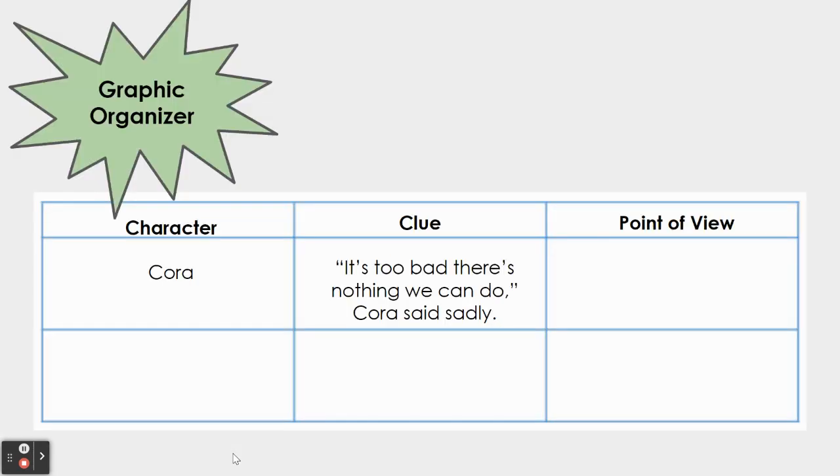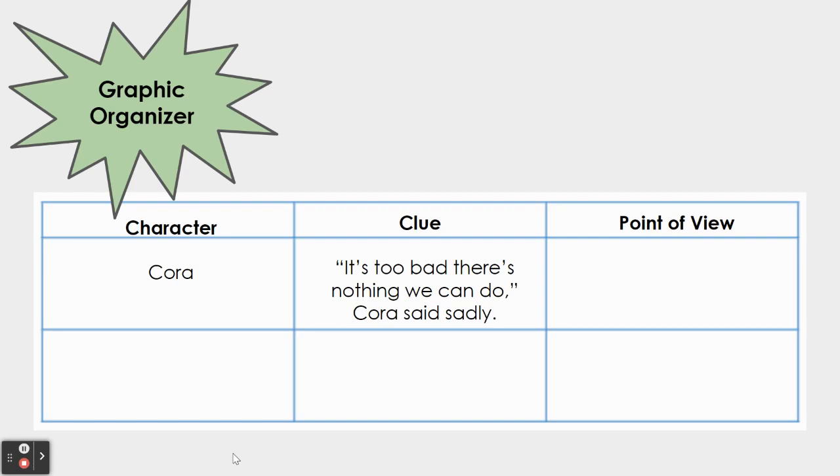So I'm going to show an example of how I will fill out my graphic organizer. The character is Cora. The clue is, it's too bad there's nothing we can do, Cora said sadly. That is a clue because it tells us that Cora is sad about her neighbor's missing cat. It's also letting us know that Cora is saying it's too bad there's nothing we can do. She feels like there's nothing she can do to help her neighbor.